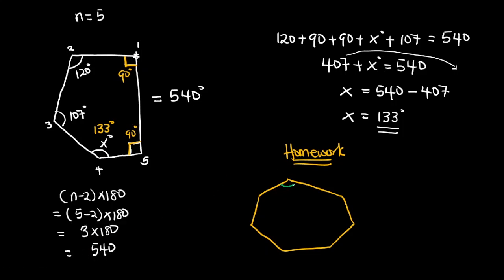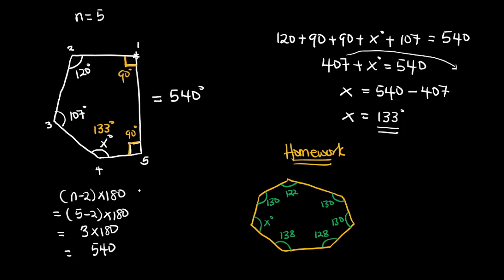So the angle at the top over here is 122. The one in the corner over here is 130. The one over here as well is also 130. The one at the bottom over here is 128. The one over here is 138. The one over here is the x that we are supposed to find, and then the one at the top over here is 130. Okay, so this is your homework. Find the value of x.